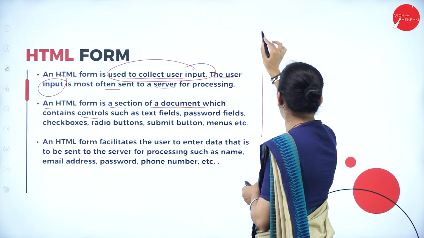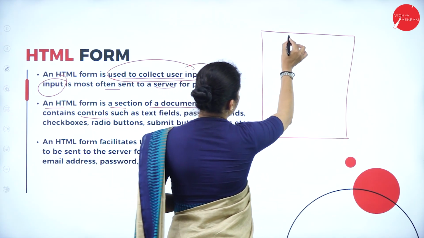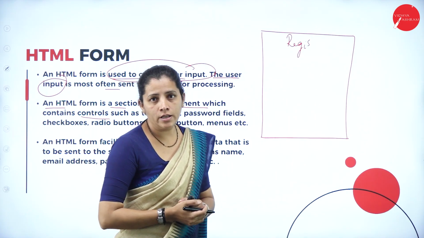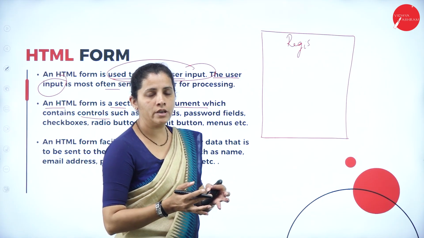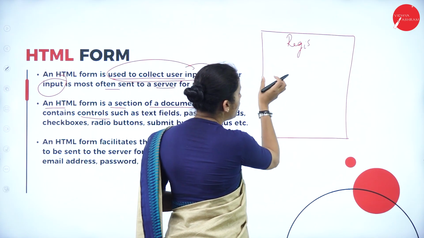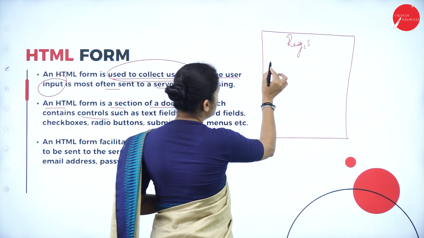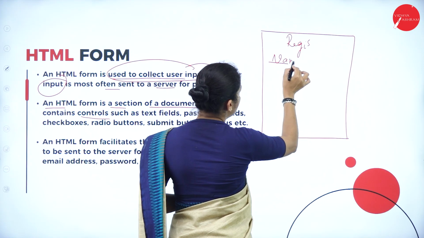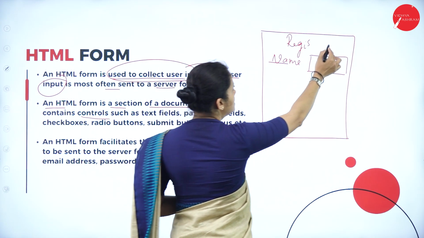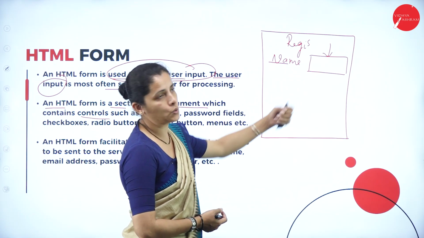Let me create the form. Think that this is my registration form. Think that our college is going to organize some events. For that, I must have the registration form. So the user wants to fill in the details. In the sense, students want to fill in the details. They have to fill in the name, so the student wants to enter the name. So what is this? This is nothing but the text box. So the text box is an example of a control.